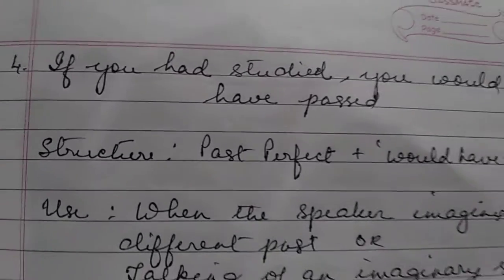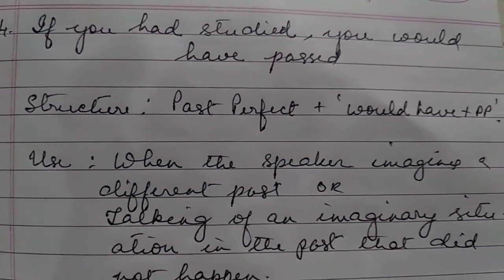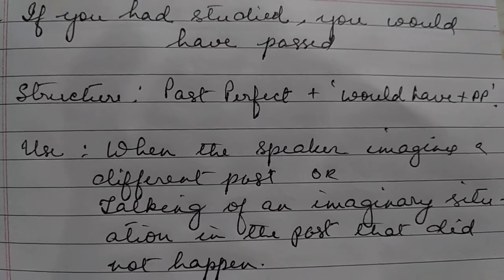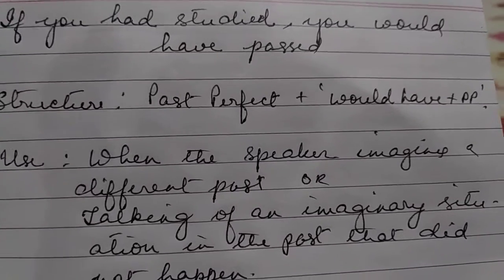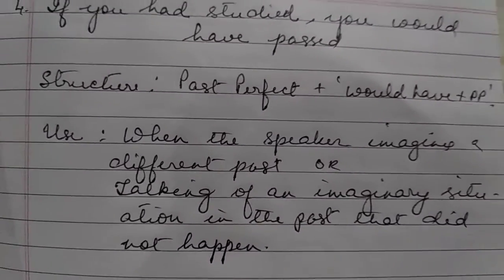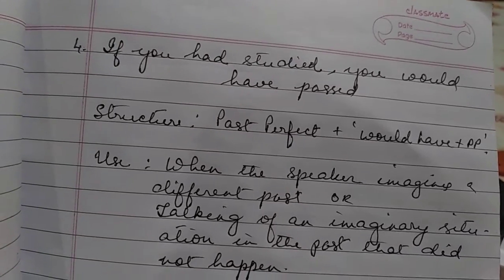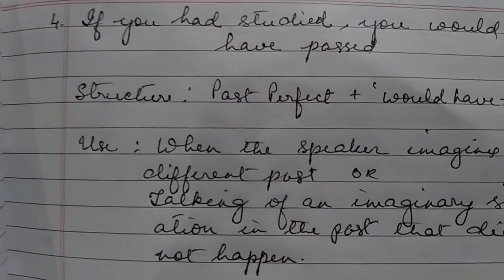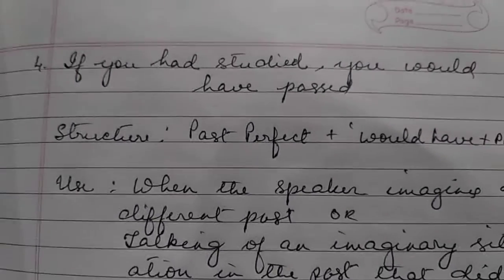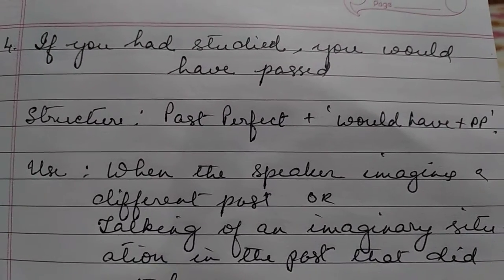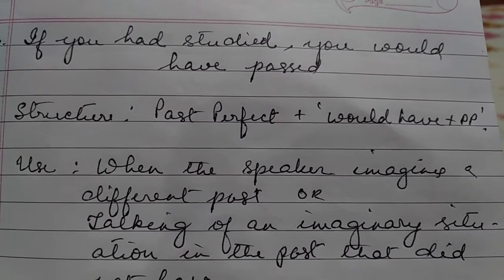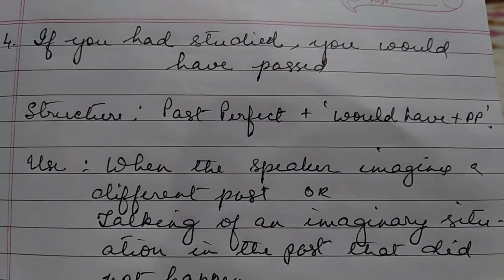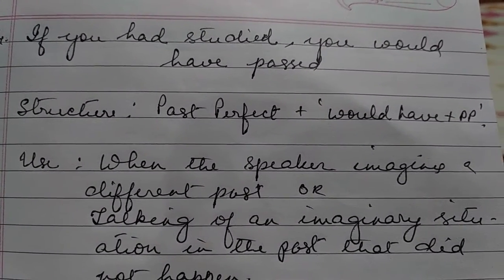Now go over to the next type. If you had studied, you would have passed. It is slightly different. If you had studied. Now the structure here is past perfect plus would have and the third form of the verb. Now here, if you had studied is past perfect. You would have passed. Would have plus past, third form.